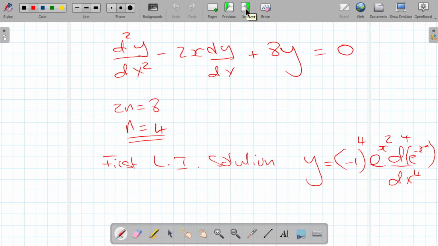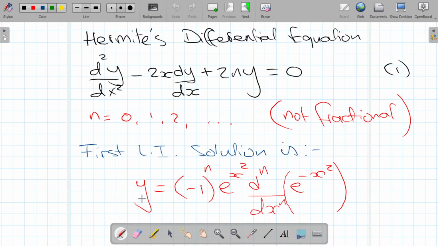So, for example, with this example of a Hermite ordinary differential equation, we've got d squared y by dx squared minus 2x dy by dx plus 8y equals 0. And as you can see, I'll ring this in green. This is the 2n term there. 2n equals 8. So from that, you can quite easily work out that n is equal to 4. So the first linearly independent solution is obtained by substituting n equals 4 into the formula for the first linearly independent solution.